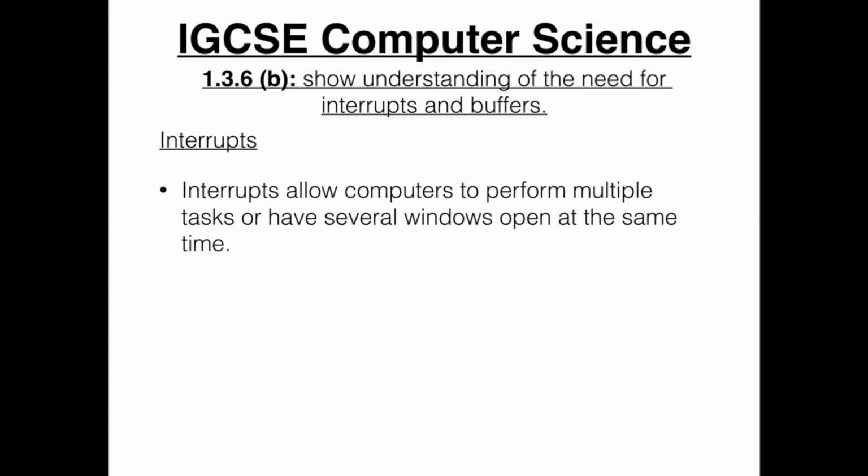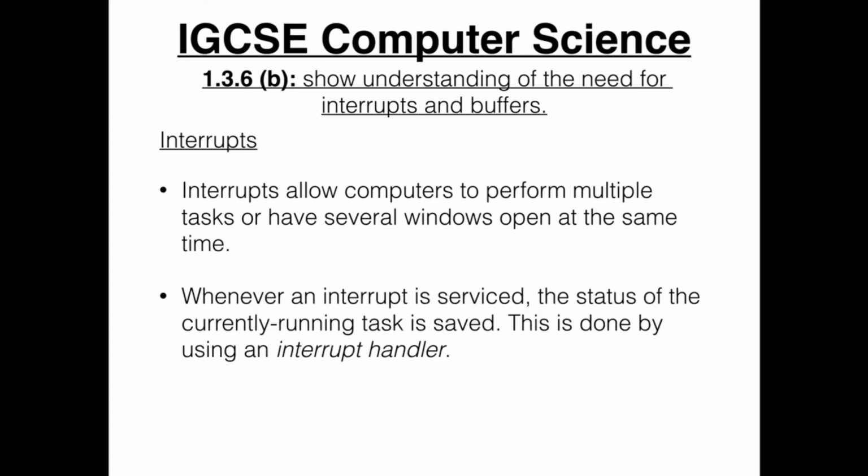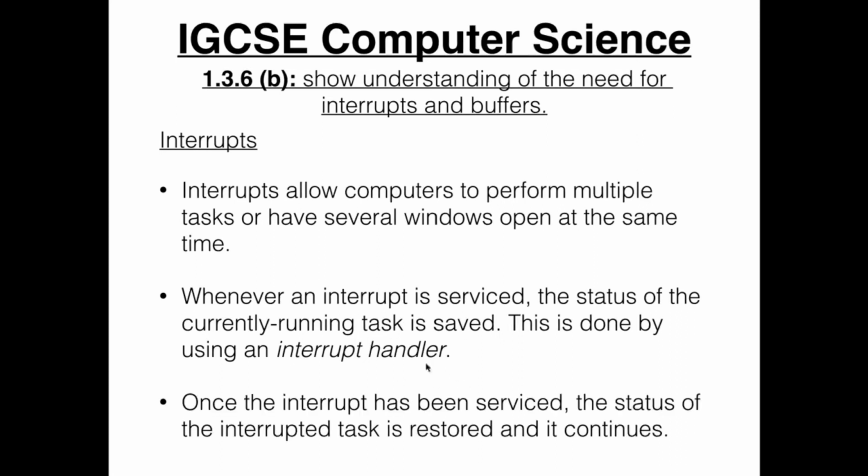Interrupts allow computers to perform multiple tasks, or to have several windows open at the same time. So whenever an interrupt is serviced, the status of the currently running task is saved, and this is done by using an interrupt handler. And once the interrupt has been serviced, the status of the interrupted task is restored, and the processor continues what it is doing, or the task continues, or you get the point.